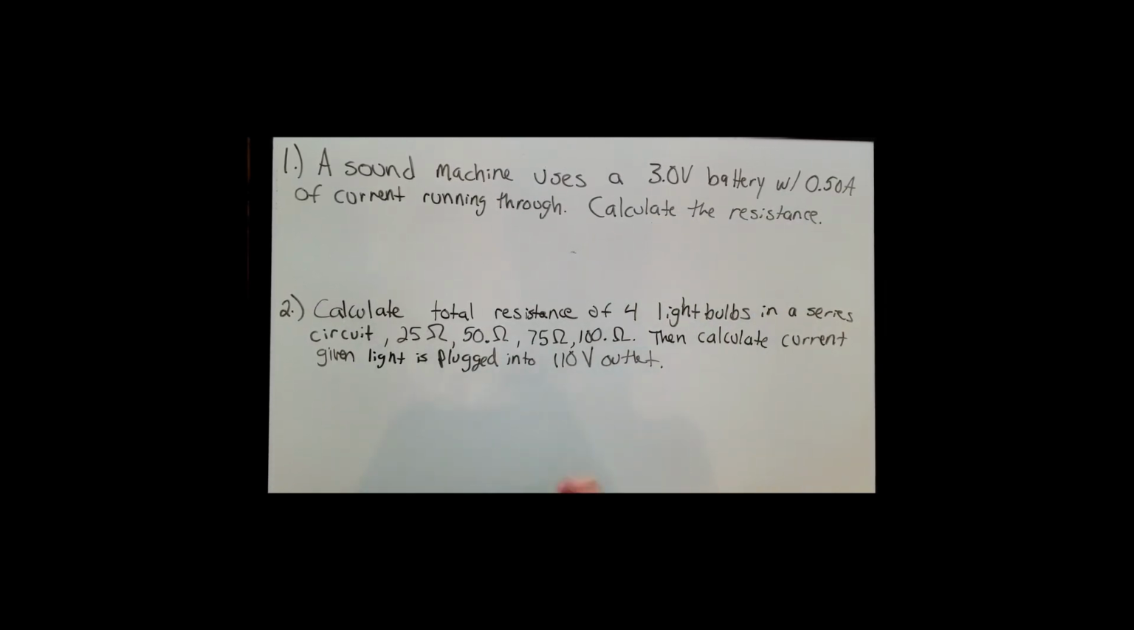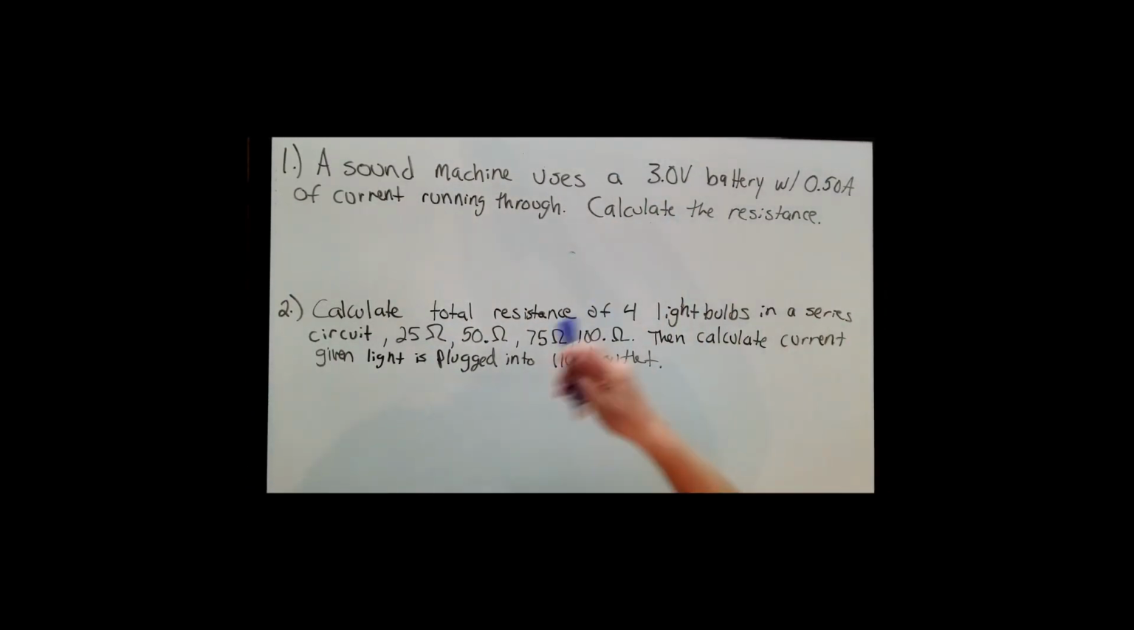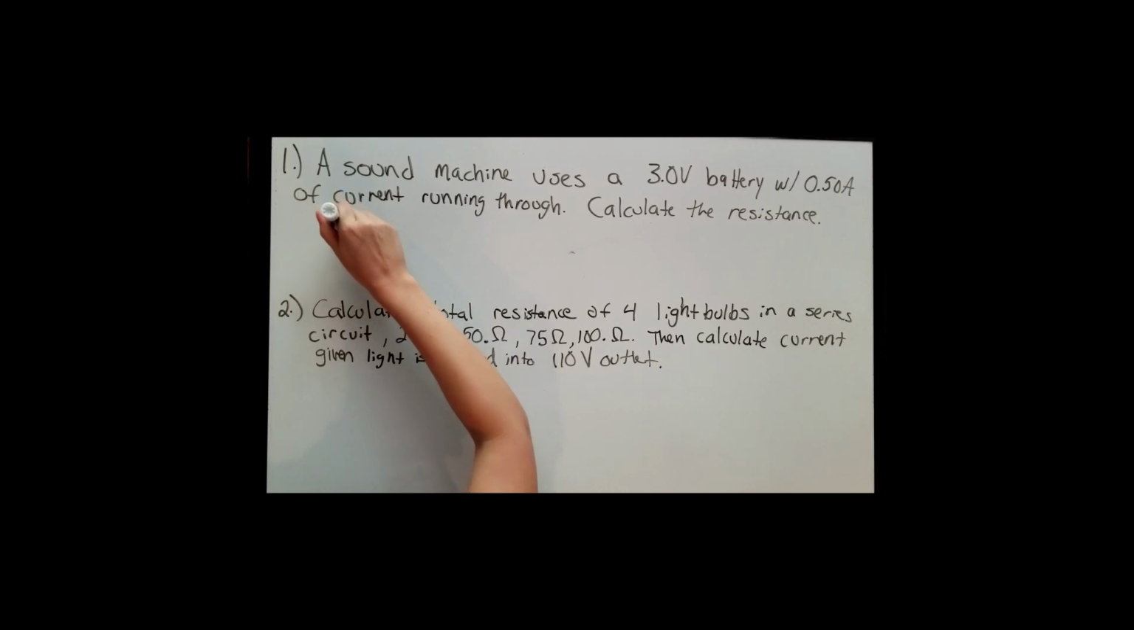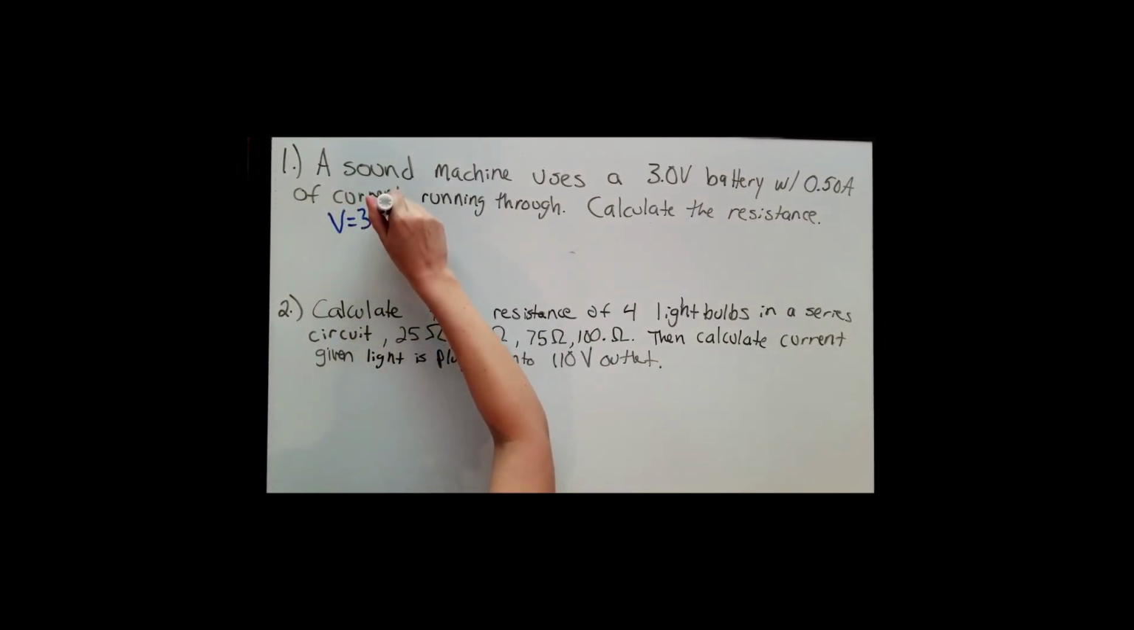This is a classic physics problem, so we're going to approach it the same way we have been, by writing down our knowns and our unknown, and then matching it with the appropriate equation. What we have here is 3.0 V. That is a voltage. Volt is just V. That's the variable for voltage.